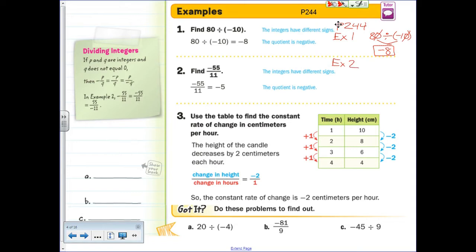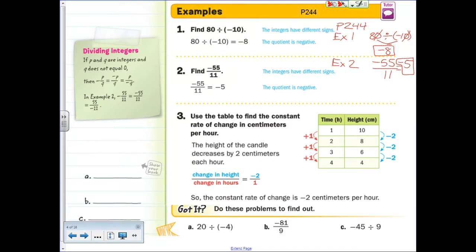Example number 2. Oh, they're writing it a little bit differently. In division problems where we write it like a fraction, the top number is the dividend and the bottom number is the divisor. So you have negative 55 over 11, or negative 55 divided by 11. Again, one negative and one positive is going to give you a negative answer. And in this case, it's negative 5 because 55 divided by 11 is 5.